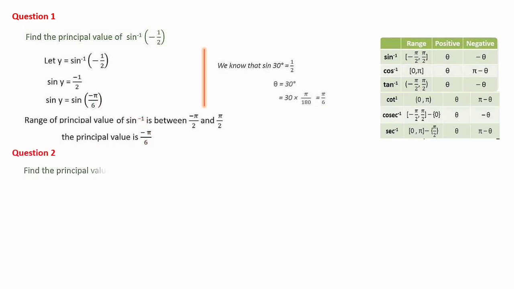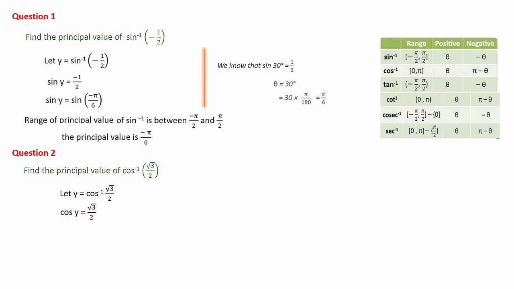Next, question number 2. Find the principal value of cos inverse of root 3 by 2. As before, let's take this one as y. So let y is equal to cos inverse root 3 by 2. The next step is to take cos inverse to the left side. So it comes as cos y. Cos y is equal to root 3 by 2.